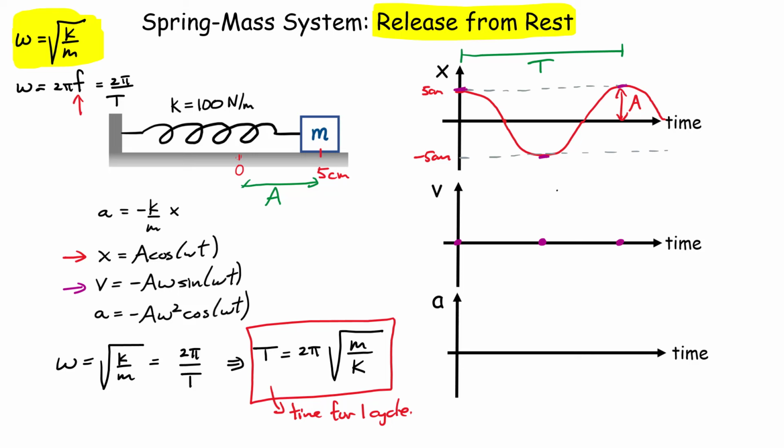Now look at this function here. It's minus sine. Sine is something that looks like this, but if I do minus sine, then it has to be opposite. I have to reflect that curve, so it should really look something like this. That's minus A omega sine of omega t.